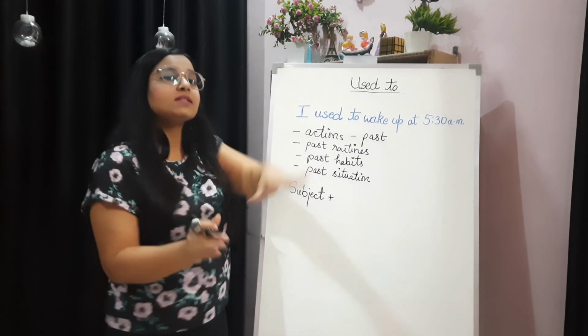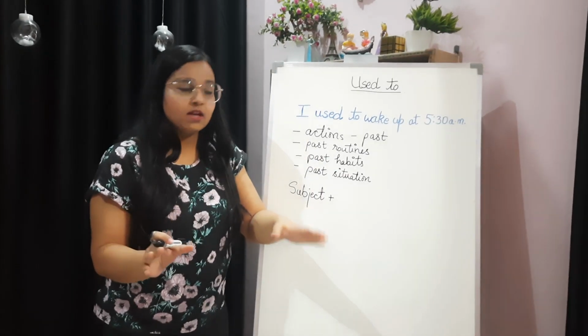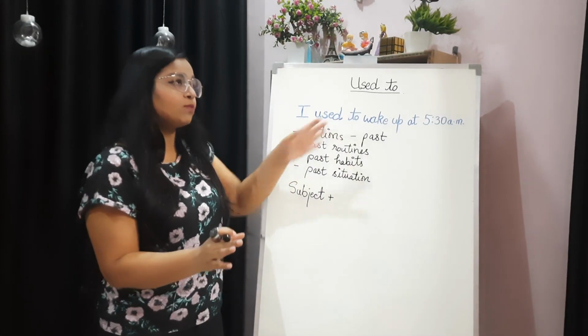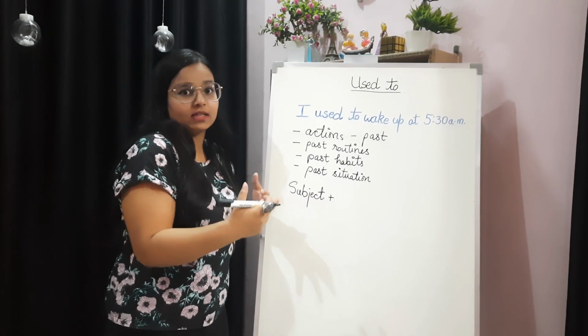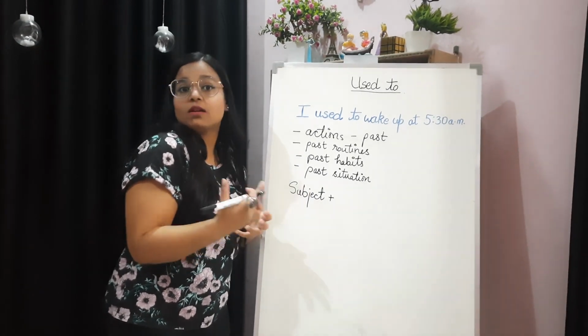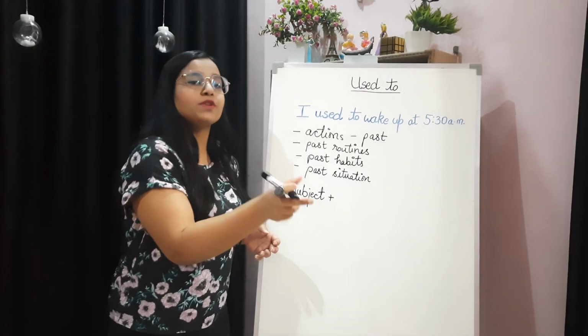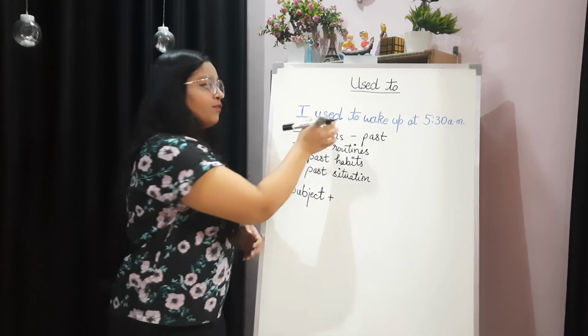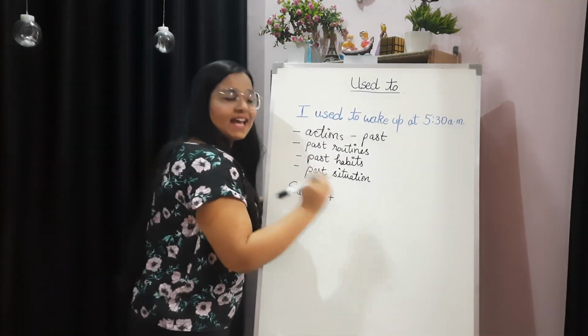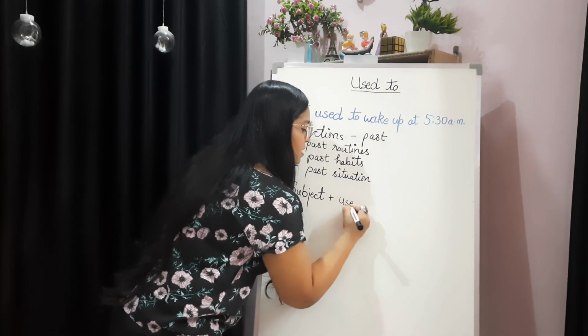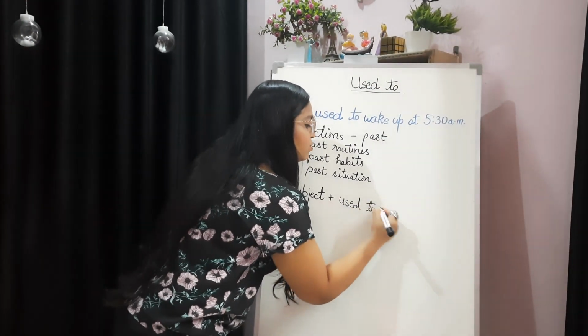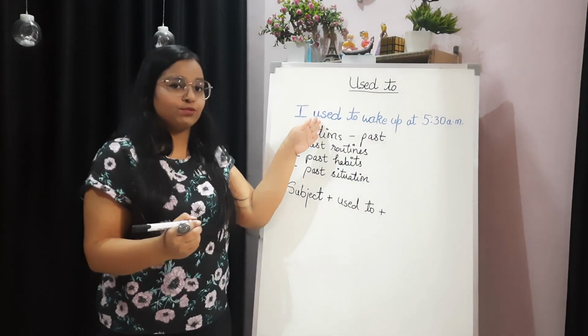Here used to, it's a fixed phrase. We will call it a fixed phrase. Why? Because there are so many phrases like this. Even modal verbs, they are also considered as fixed expressions or fixed phrase. So it's a fixed phrase, we are going to write it as it is. Subject plus used to. After used to, what's there?